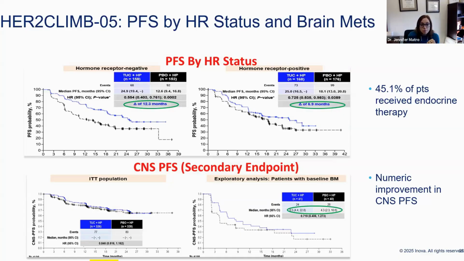And then for patients who had CNS or central nervous system disease, the numbers of patients here are small, and so the curves don't typically separate because statistically it's just difficult to see differences, but numerically there was a significant improvement in control of the brain metastases.